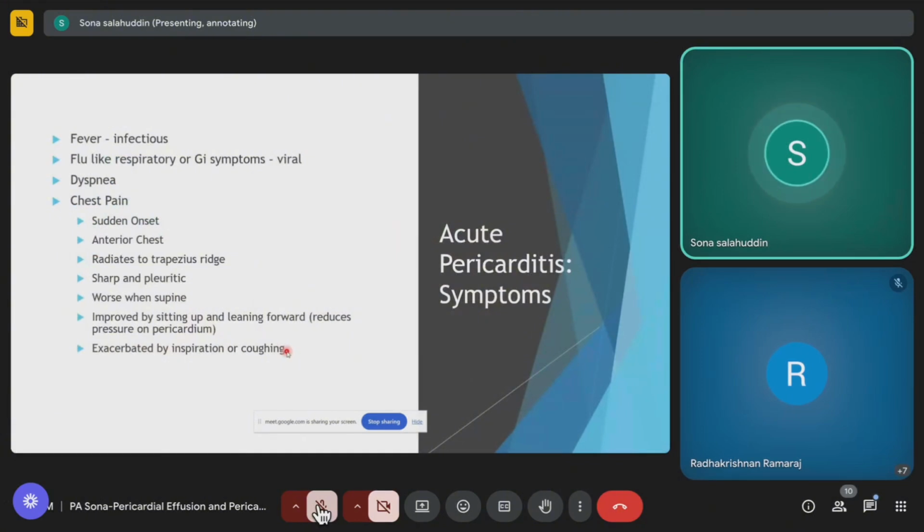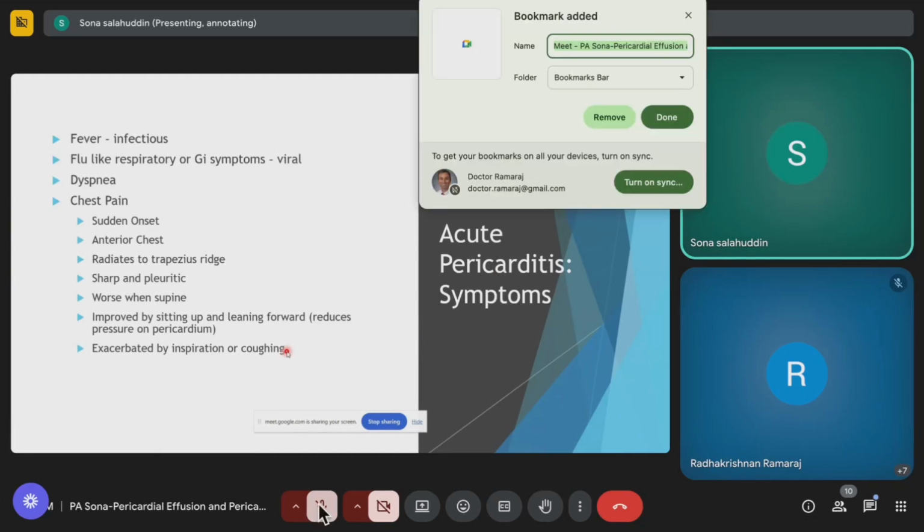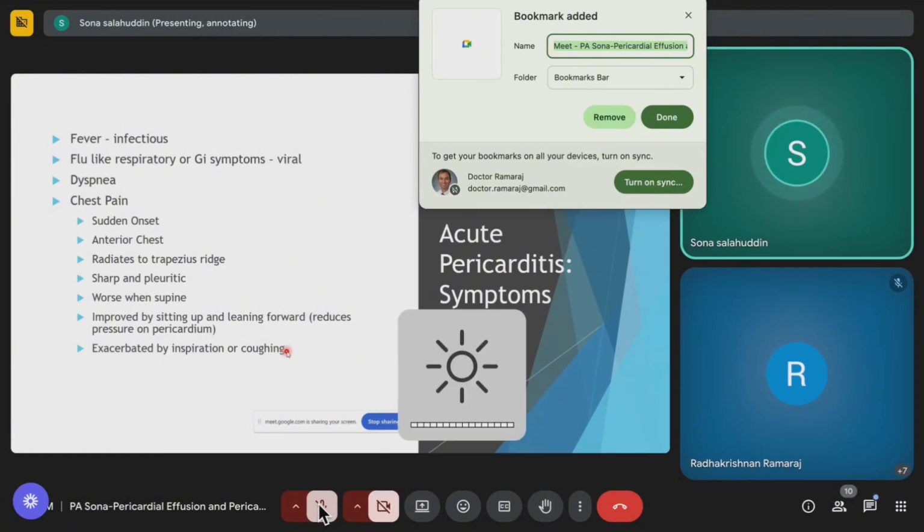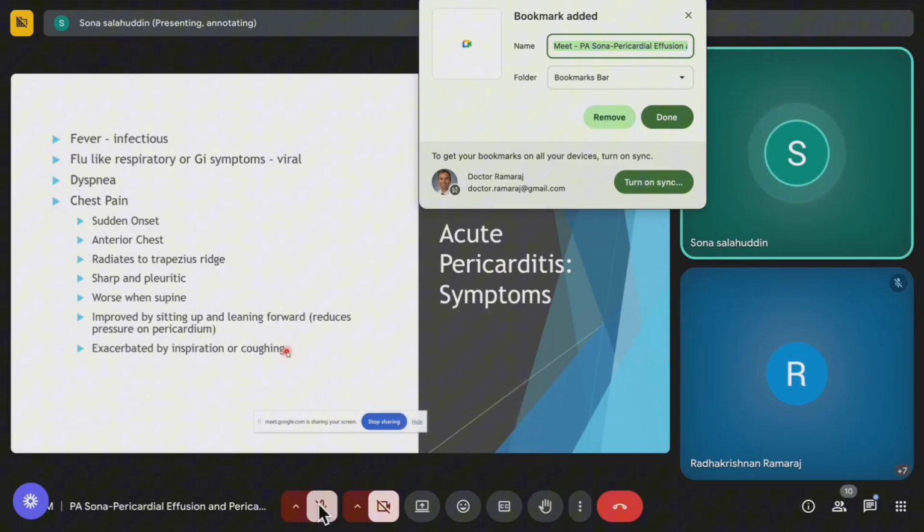So some symptoms of acute pericarditis. Fever is most common if it's infectious, and you could also have flu-like respiratory or GI symptoms if it's viral, shortness of breath, and then with the chest pain, it'll be a sudden onset on the interior chest. It's sharp and pleuritic, so it's also worse when the patient is laying supine, and it's improved when they're sitting up and leaning forward because it'll reduce that pressure on the pericardium. It's worsened by inspiration or coughing.